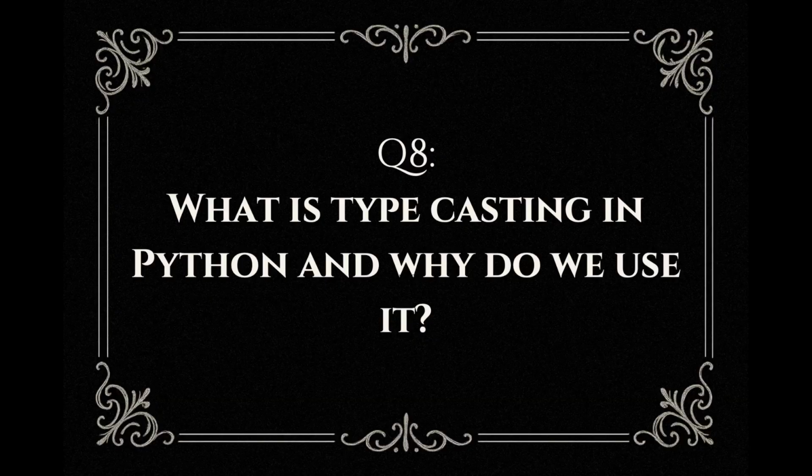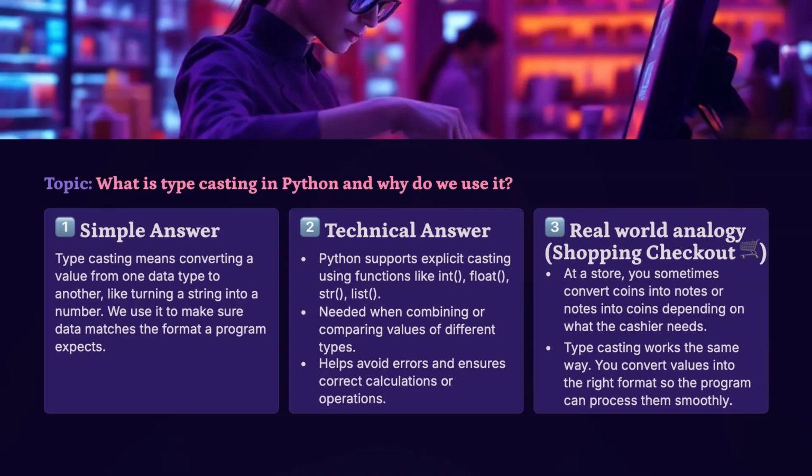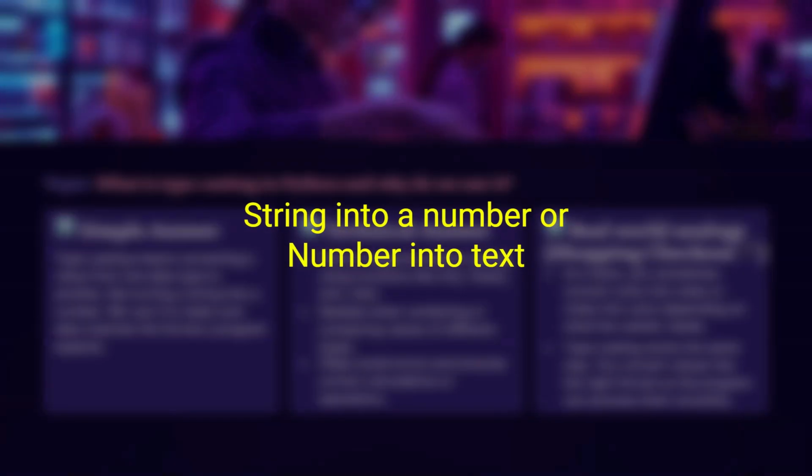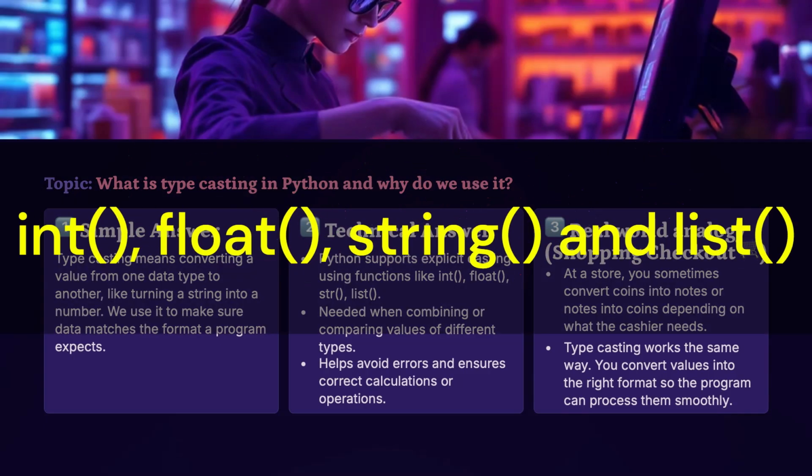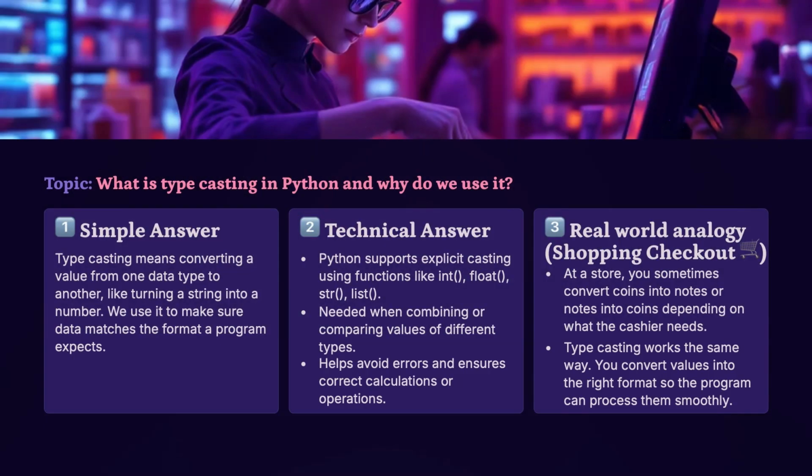What is typecasting in Python, and why do we use it? Typecasting in Python is the process of converting a value from one data type to another so it fits the operation you want to perform. In simple terms, it lets you turn a string into a number or a number into text so everything matches correctly. Technically, Python provides explicit casting through functions like int, float, str, and list, which you use when different data types need to work together. This avoids type errors and ensures calculations and comparisons behave as expected.